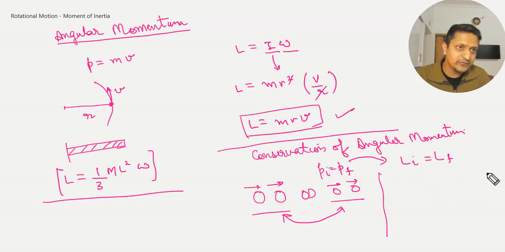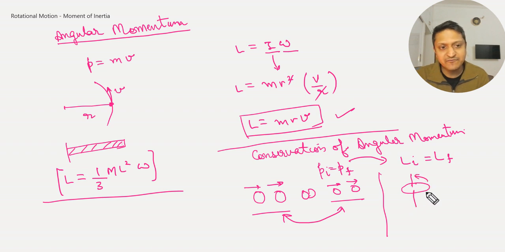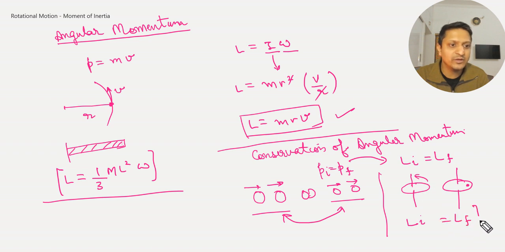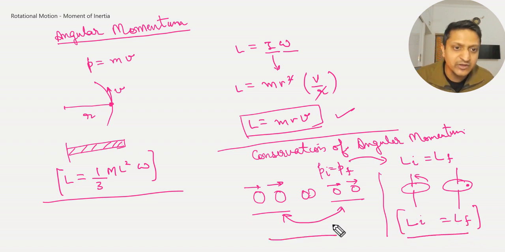In these types of questions, suppose a disk is rotating. After that, there is another object stuck here, or something changes. So the L initial will be equal to the L final, that is the angular momentum. So conservation of angular momentum is also one of the very important concepts and topics in rotational motion.